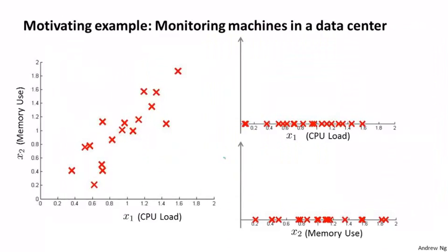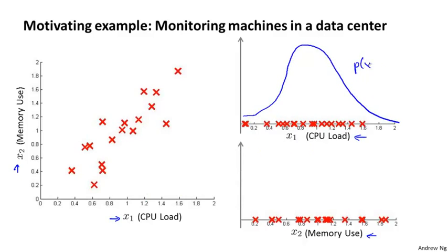Let's say that our unlabeled data looks like what I've plotted here, and I'm going to use the example of monitoring computers in the data center. So my two features are x1, which is the CPU load, and x2, which is maybe the memory use. If I model them as Gaussians, then here's a plot of my x1 features, here's a plot of my x2 features, and if I fit a Gaussian to that, maybe I'll get a Gaussian like this.